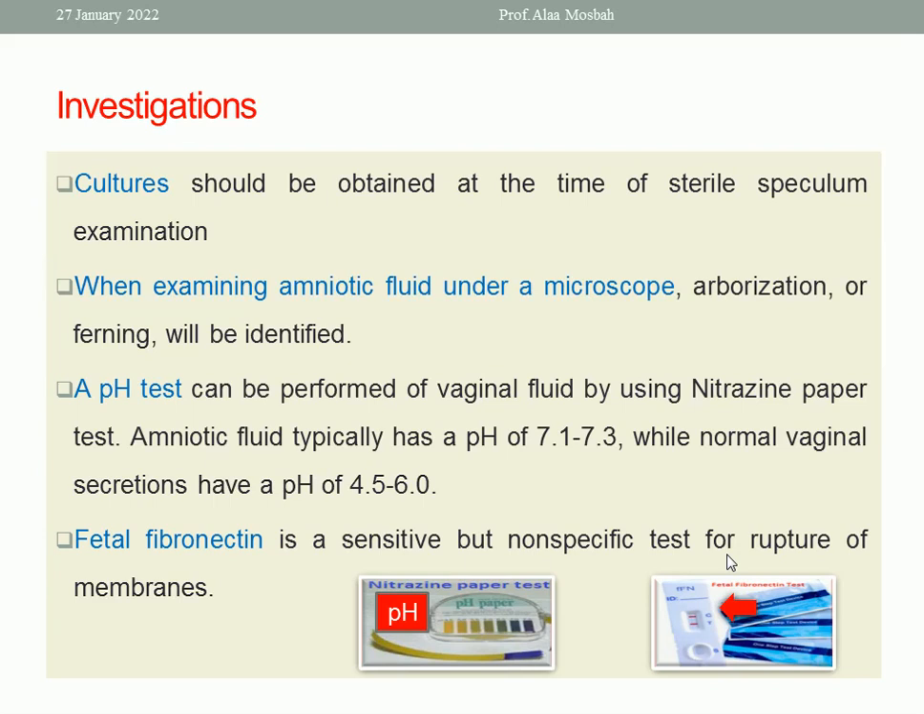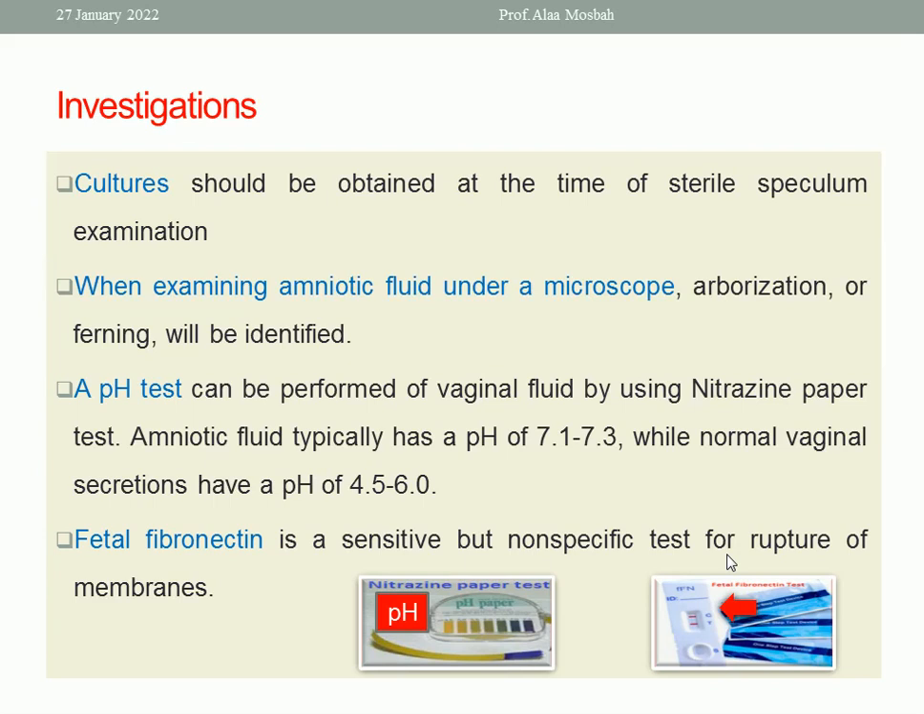You can test the pH of this fluid, and you should know that the amniotic fluid is alkaline, ranging between 7.1 to 7.3, while the normal vaginal pH is acidic. It is between 4.5 up to 6. So, presence of alkaline fluid denotes this is amniotic fluid, and the case is rupture of membrane.